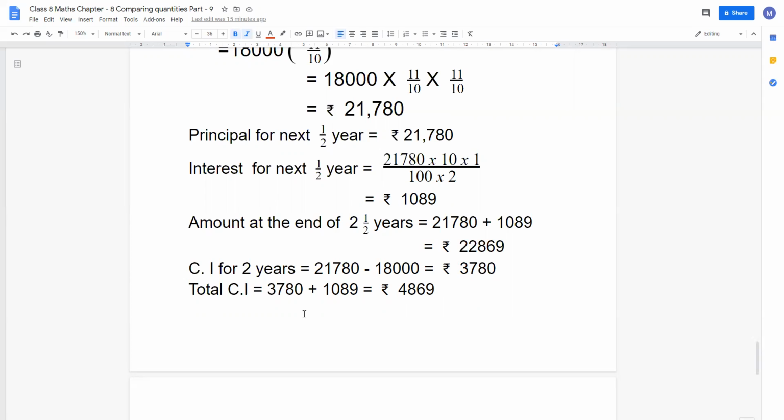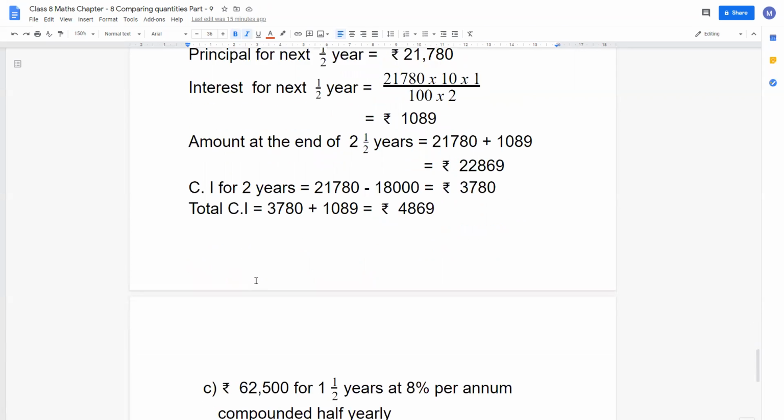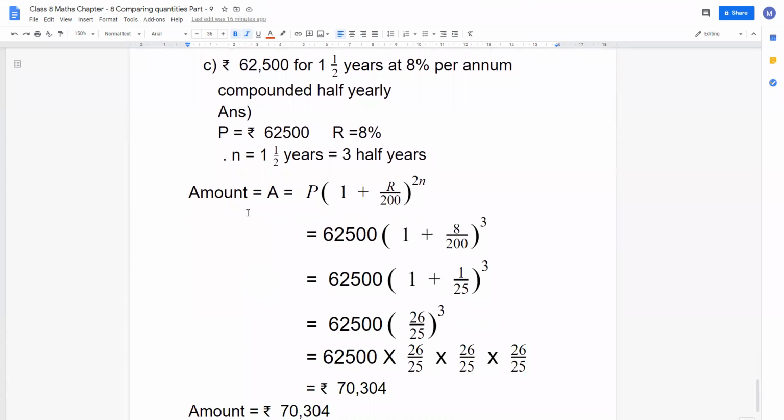1,089. These both adding you will get the total compound interest. So total compound interest equal to 3,780, this is the compound interest for 2 years, and 1,089, that is the compound interest for half year. Both these numbers adding we are getting rupees 4,869.